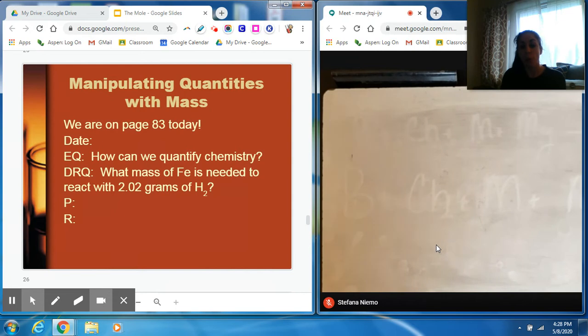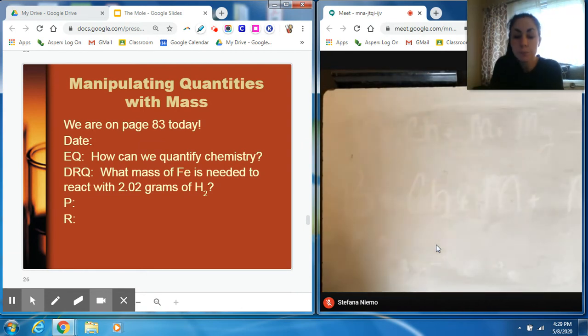Now we're saying, what mass of iron is needed to react with 2.02 grams of H2? So now we're getting really specific. Now we're saying, okay, if I mix this quantity of iron with this quantity of hydrochloric acid, how much hydrogen gas will I get back? And this is real chemistry. This is where we really start to get into some really cool, predictable stuff. So go ahead and copy that down, and then we're going to take some notes today on stoichiometry.